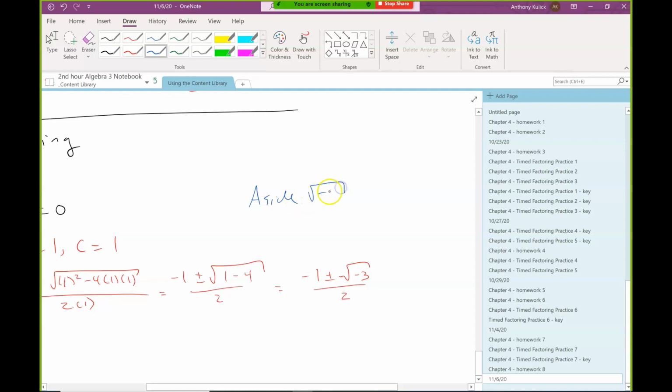Why would I want to do that? Because the square root of negative 1 is equal to i.